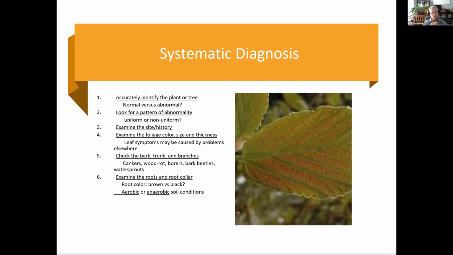Number two, look for a pattern of abnormality. Is it uniform in the canopy, or is it isolated in the canopy? Is it something you just see on the trunk? Is it something you just see on the roots? Number three, examine the site history.